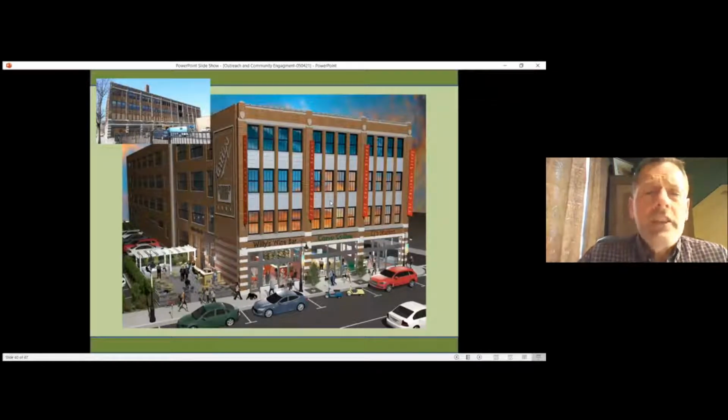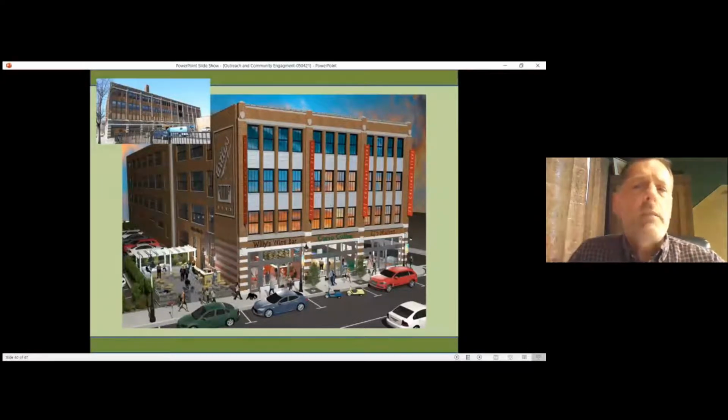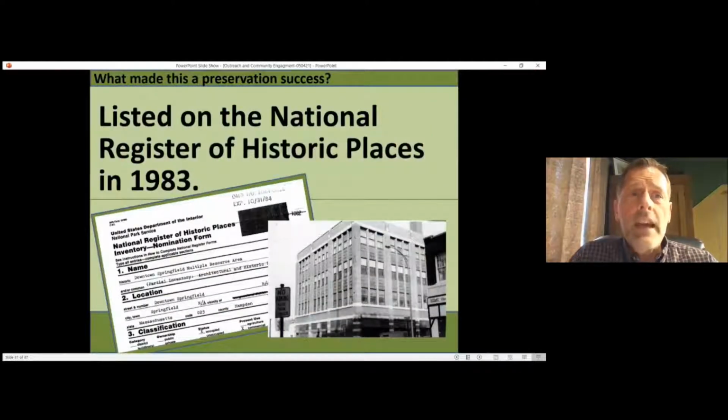Now I should also mention Springfield is not exactly a hot real estate market by any means. So to really see this building take off like this was really amazing. But it took a number of steps, I think, and that goes back a long ways. So here we have back in 1983 when this building was listed on the National Register of Historic Places.